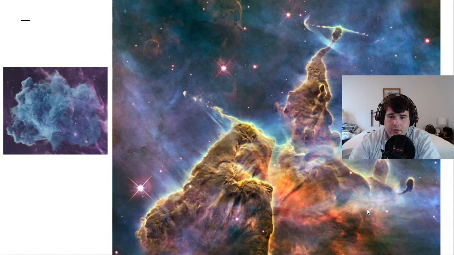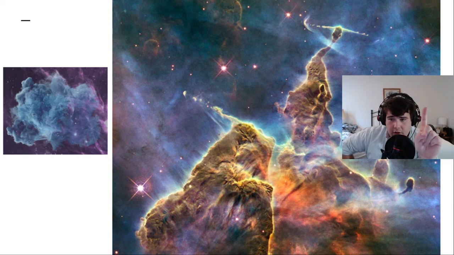Next slide. So after the Big Bang, we get these giant clouds of gas, and it's mostly helium. Helium is the lightest element. It's just got 1 proton and 1 electron.